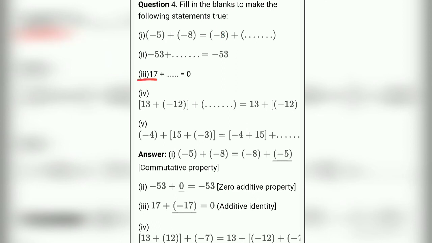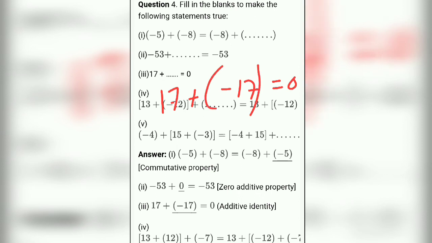Now in question number 3, 17 plus blank and here 0. If we want the same answer, then we need to put 0. But if we want the answer as 0, then we need to put the additive inverse. I already explained this in question number 1, right? Here 17 is there, so here we need to put minus 17, the additive inverse of 17. So our answer is minus 17.